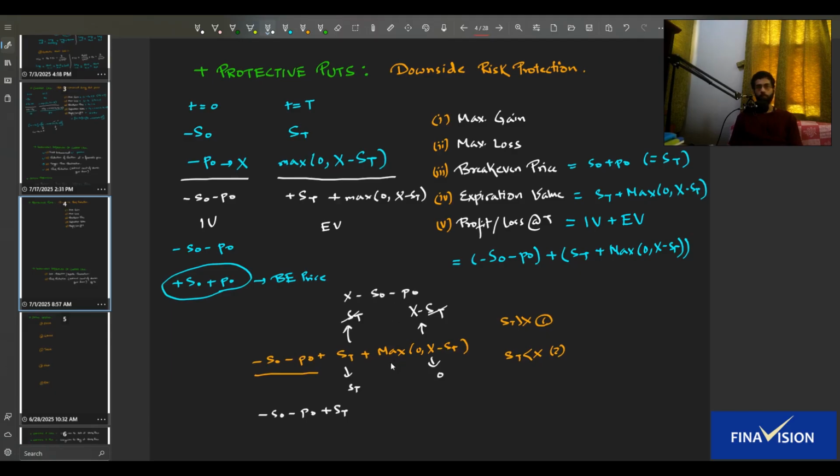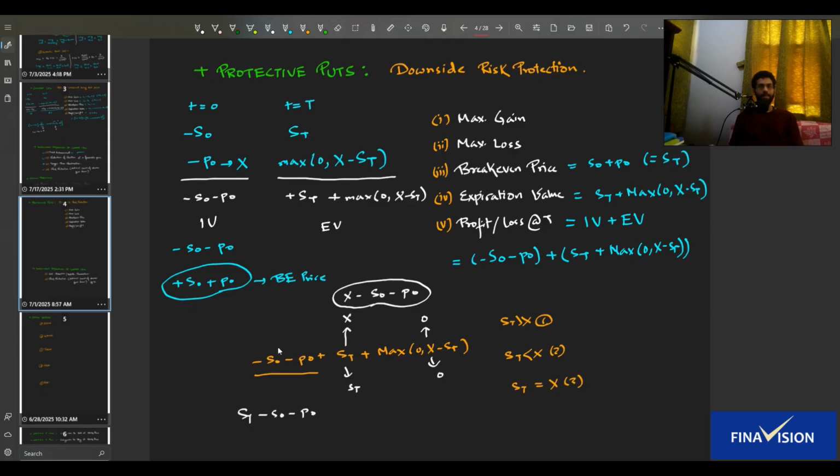minus P0, right? Let me take a third scenario where ST is exactly equal to X. This is a third scenario. In this case, what happens, friends? The option again expires without value. ST becomes equal to X. So the net cash flow remains the same, plus X minus S0 minus P0. And in the first case, this is plus ST minus S0 minus P0, right?